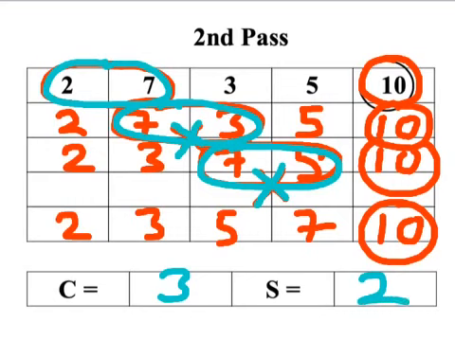And just like before, 7 was the biggest number in the remaining list, and that's bubbled to the top again next to the 10. So at the end of the second pass, the order is 2, 3, 5, 7 and 10.